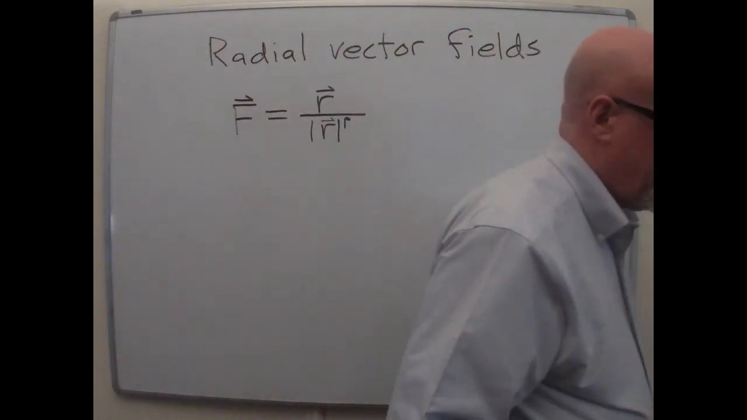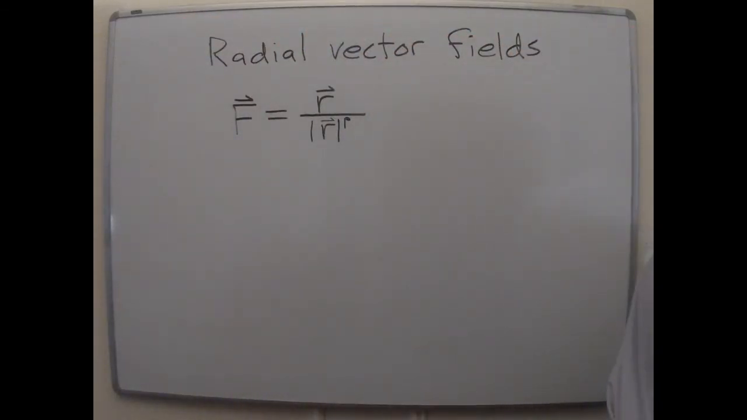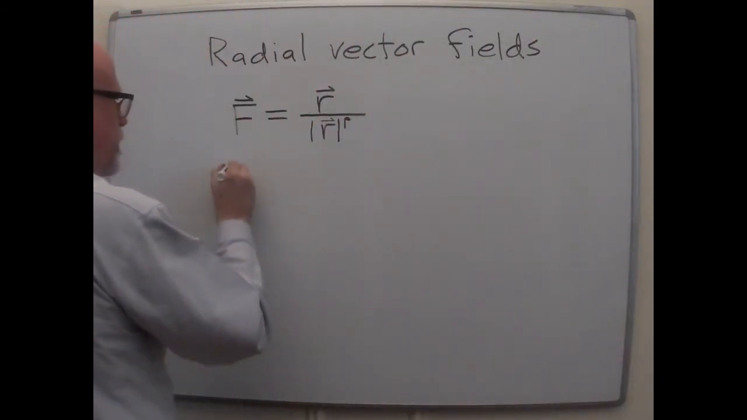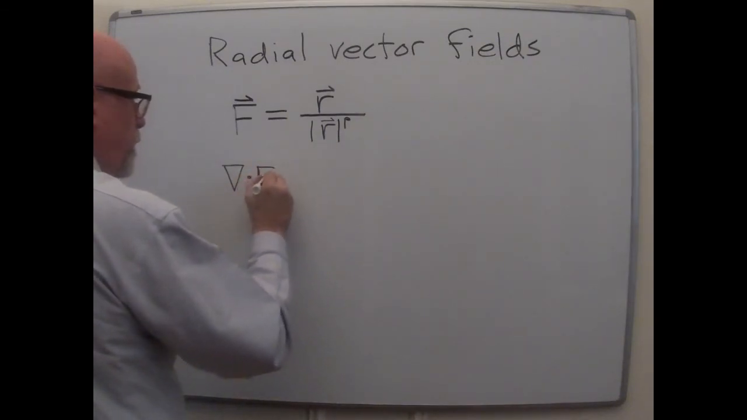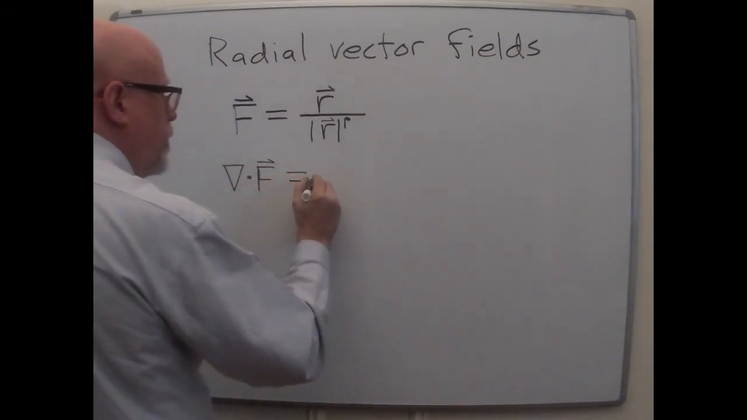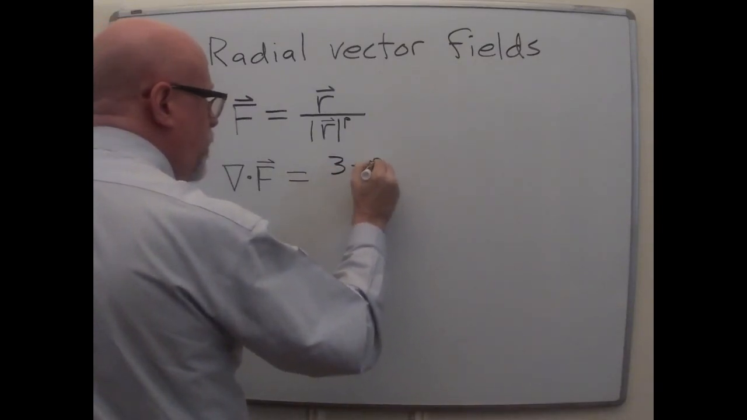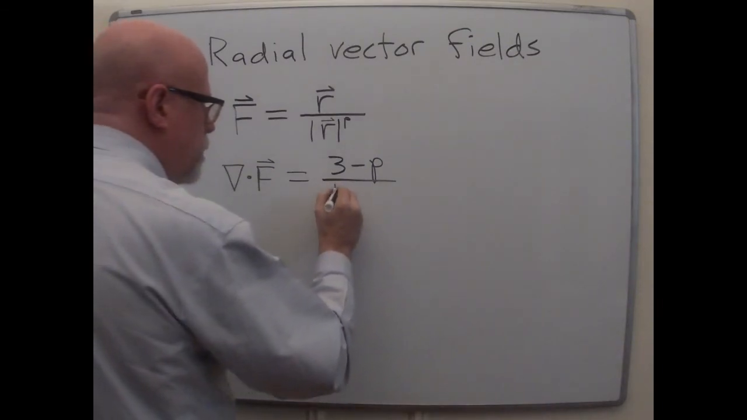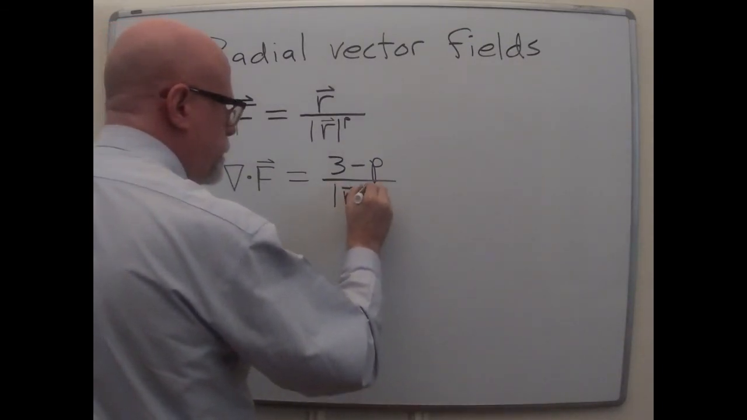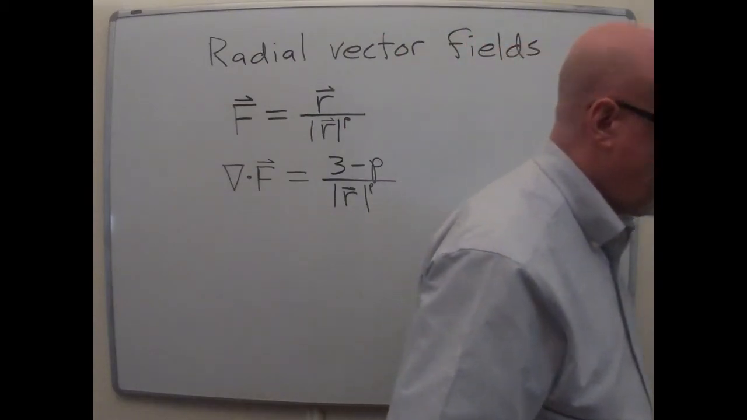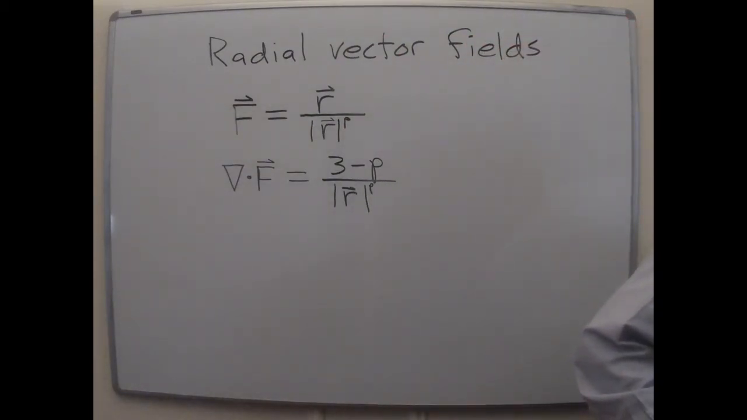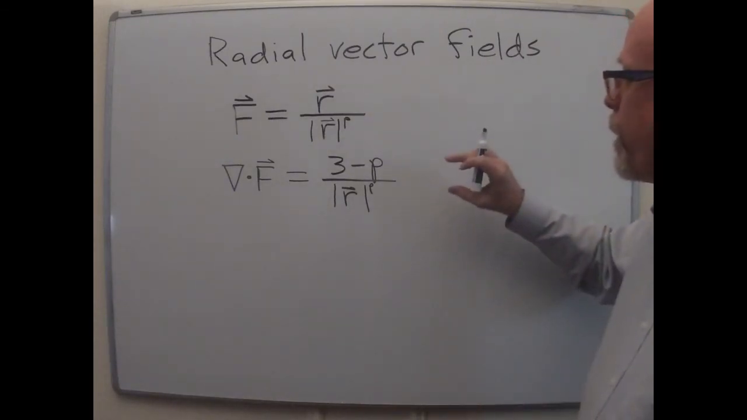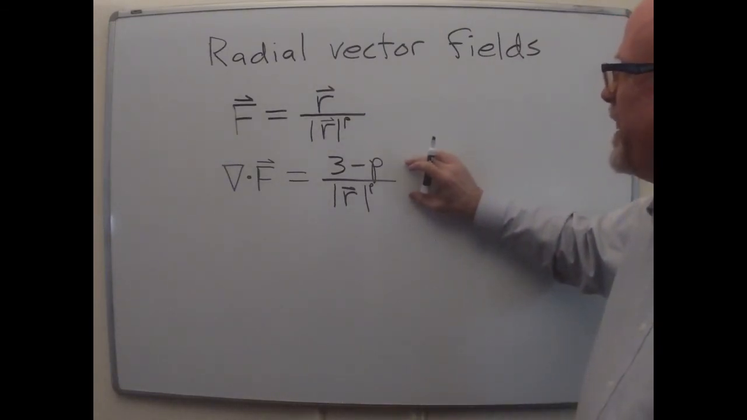Let's take a look at the divergence of one. There's a really interesting formula that is this. If you take del dotted with a vector field f, as we just defined it, you get 3 minus p divided by r to the p. Just checking my notes. Yep, that's right. 3 minus p divided by r to the p, which is pretty amazing that you get this thing.